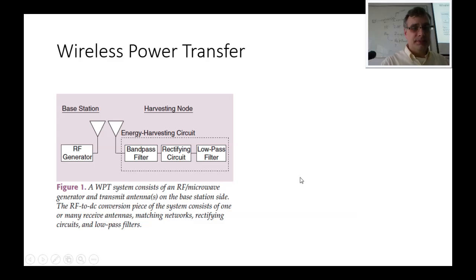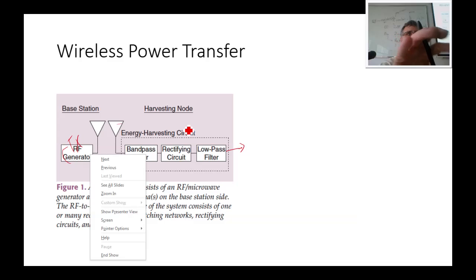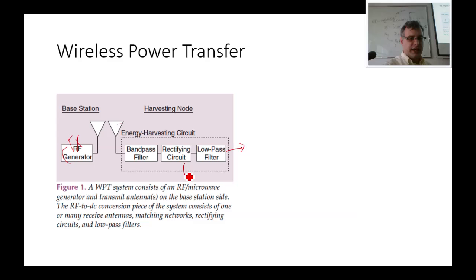Wireless power transfer system. What does it look like? Well, this just looks like a slightly expanded version of what we were drawing in the previous lecture. We've got an RF generator, that's our transmitter. Here's an antenna. Here's a receive antenna. And here's what we would call our receiver, our load. In terms of the RF electronics that go into this, you have a bandpass filter. Usually you want to hone in on the frequency of interest that you're going to convert. You have a rectifying circuit that does your actual conversion to DC, and then a low-pass filter.